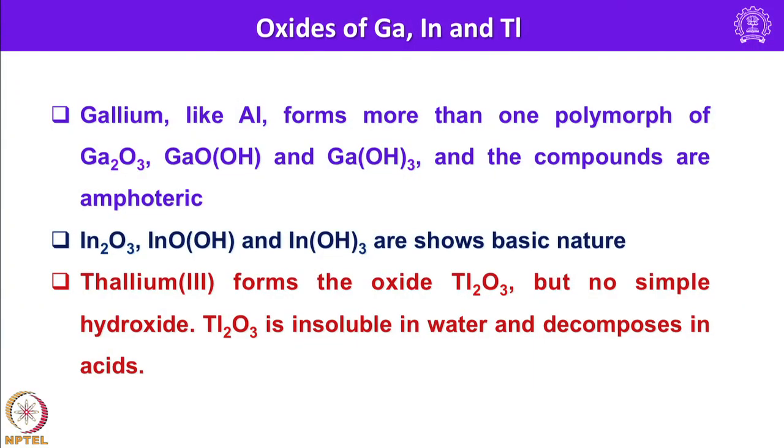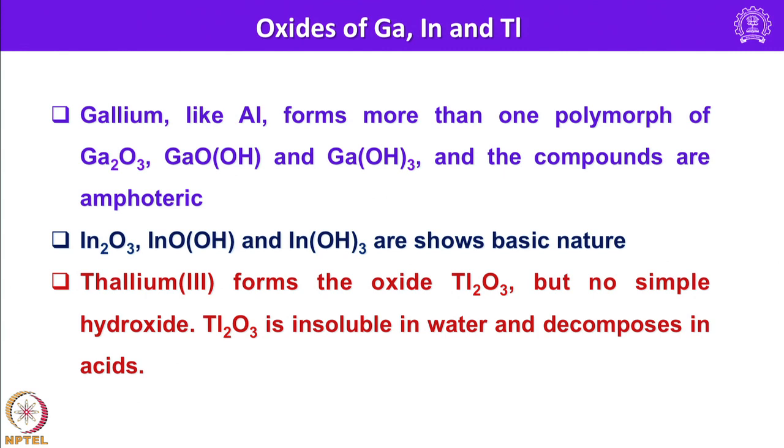So, gallium, like aluminum, forms more than one polymorph of oxides. For example, Ga2O3 is known, gallium oxyhydroxide is known, and also gallium hydroxide, very similar to aluminum, and the compounds are again amphoteric, analogous to aluminum compounds. Indium oxide, indium oxyhydroxide and indium hydroxide are essentially basic in nature, and for thallium, of course, you should remember thallium forms both thallium 1 compounds as well as thallium 3 compounds.